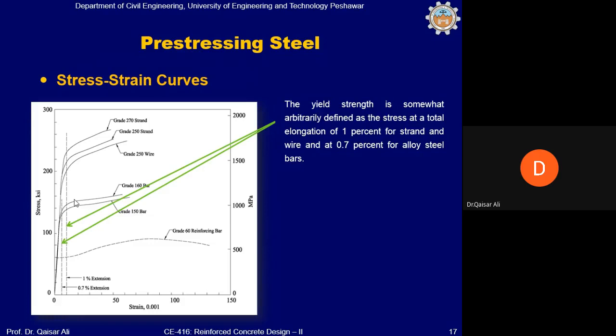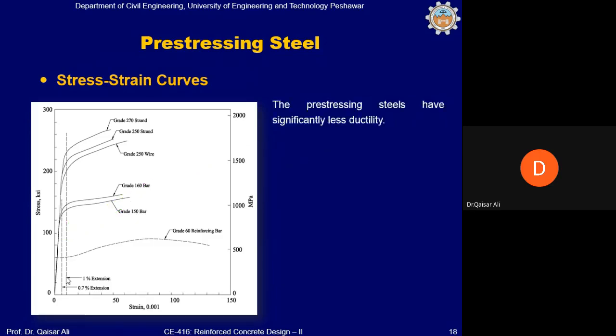This can be done by testing a steel wire or cable in the lab, and then drawing a stress strain curve for the wire or cable. According to the ASTM, at 1% strain, a line will be drawn parallel to the y-axis, and wherever this line meets the curve, it will be your yield strength. In the case of strands, for alloy steel bar, it will be 0.7%. So in this manner, we can determine the yield strength of wires and cables.